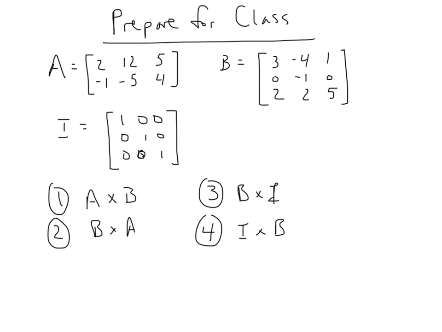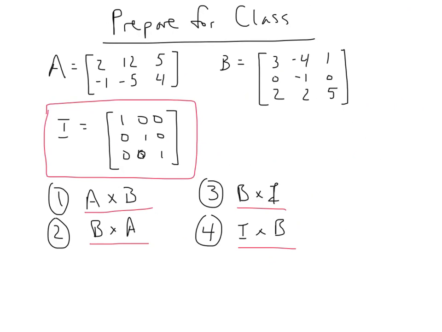So for class tomorrow, I'll ask you to calculate 4 matrix products, all using the matrices here. So I'll ask you to calculate A times B, B times A. Now one of those two matrix products might not be possible, and I will also ask you to calculate B times I and I times B. And it turns out this matrix I here is a very special matrix in terms of matrix multiplication, and once you've completed problems 3 and 4 you should see why.